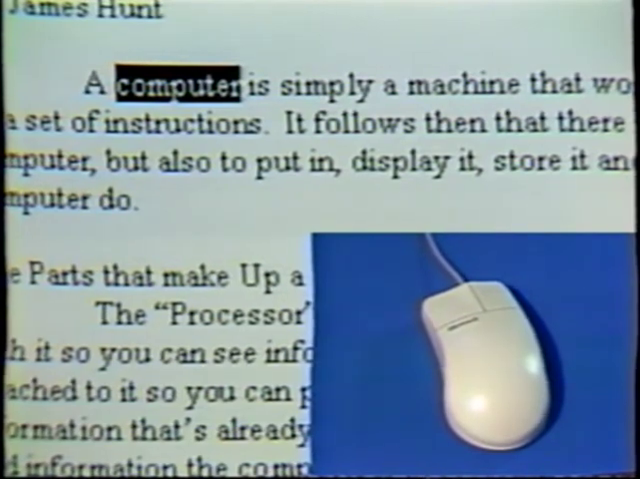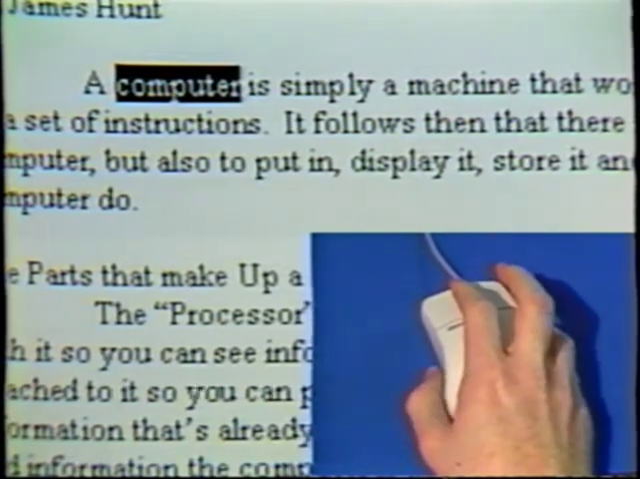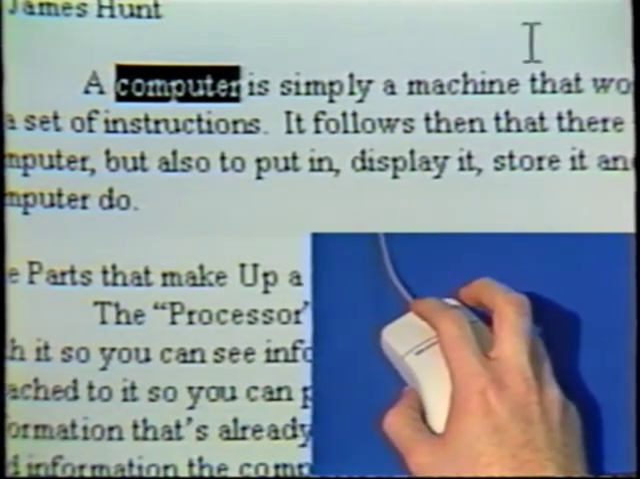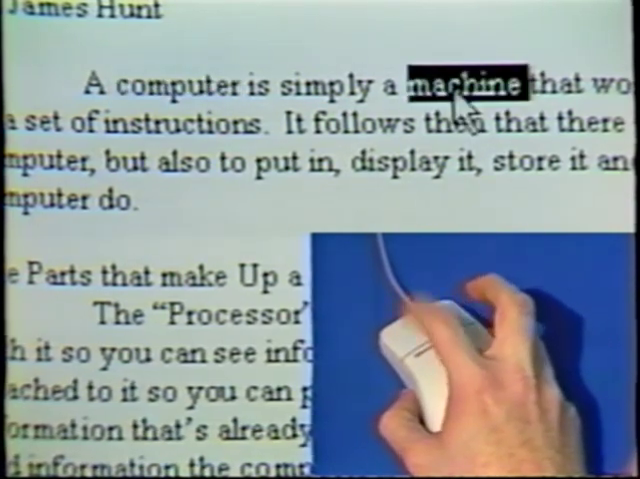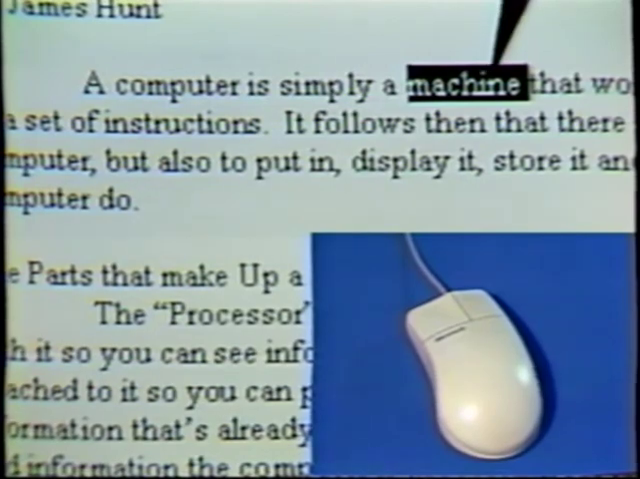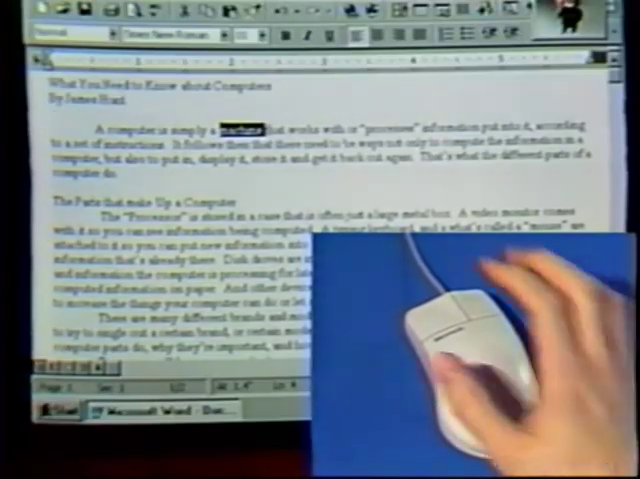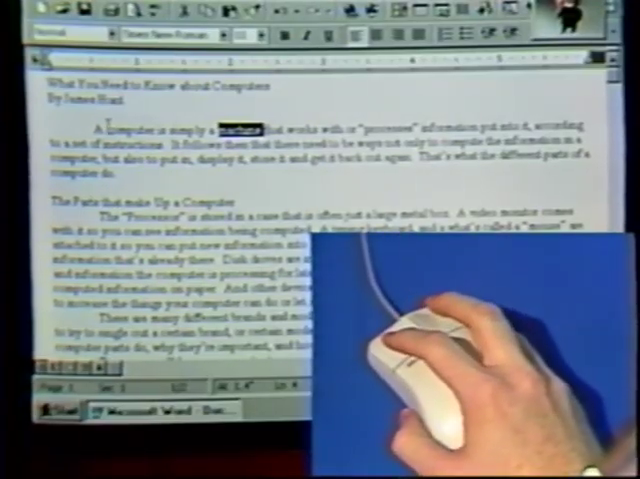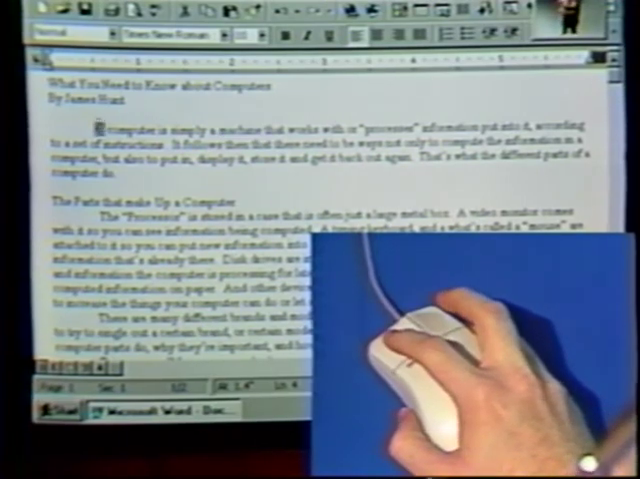There's also a quicker way. Position the mouse pointer within the word and then double-click. Click twice rapidly like this. This selects the entire word automatically. You can select several words or lines of text by clicking and dragging the mouse across the text.